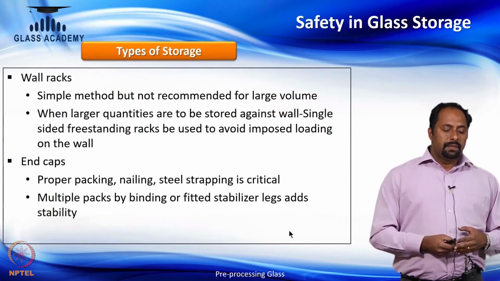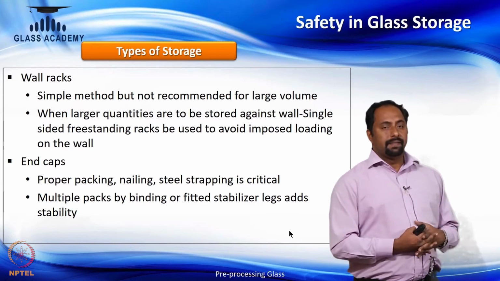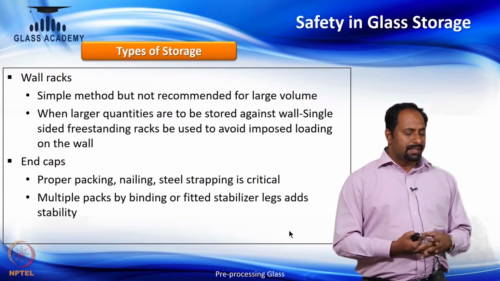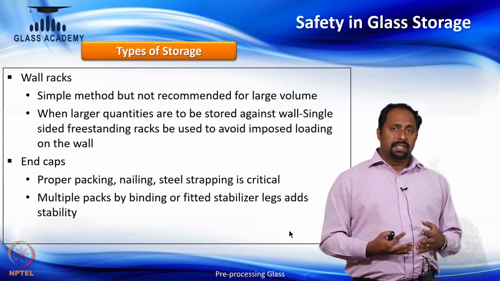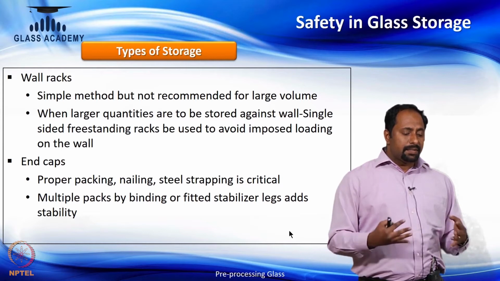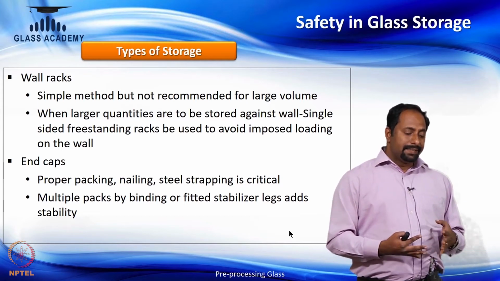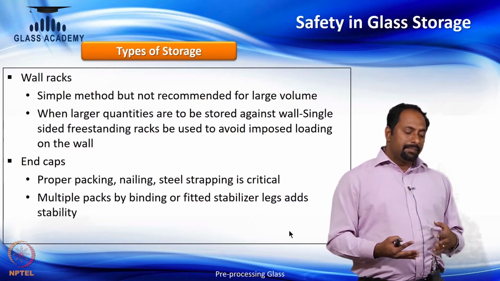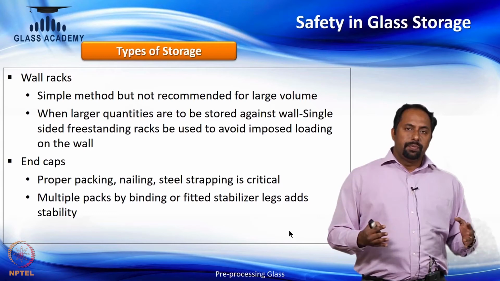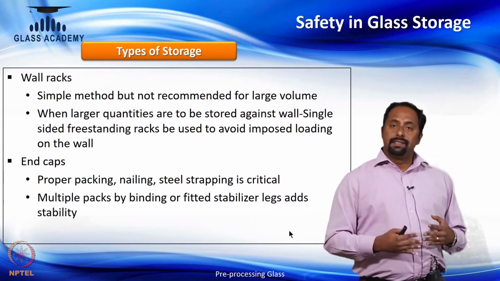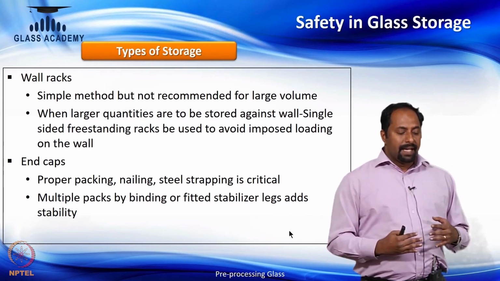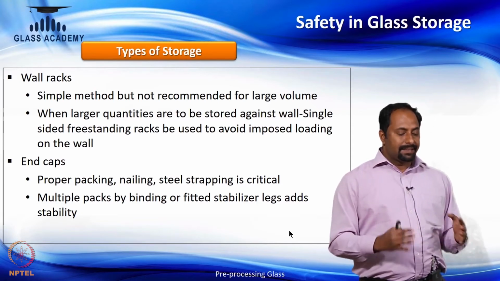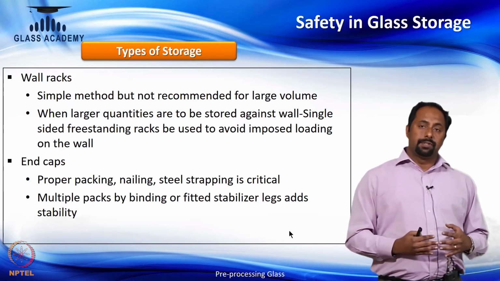And now what are the different types of storage available? As a common accepted practice, wall racks is one common method. It's a simple method, not recommended for a large volume, but when larger quantities are to be stored against a wall, single-sided freestanding racks should be used to avoid imposed loading on the wall. And there is something called end caps. You properly pack the glass with nails and steel strapping, and then multiple packs you bind together and fit to stabilizer legs to add stability. These are some different ways of storing glass.